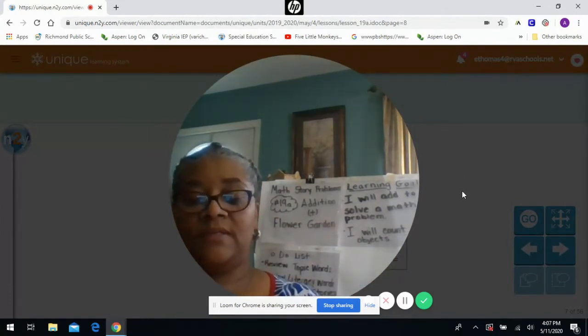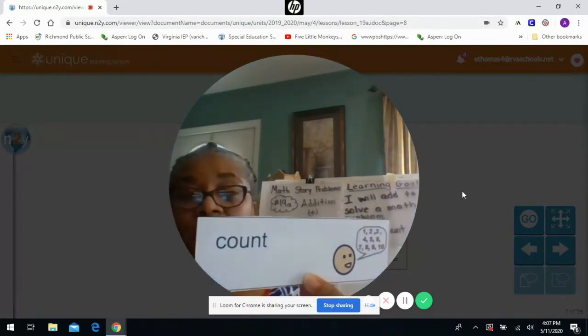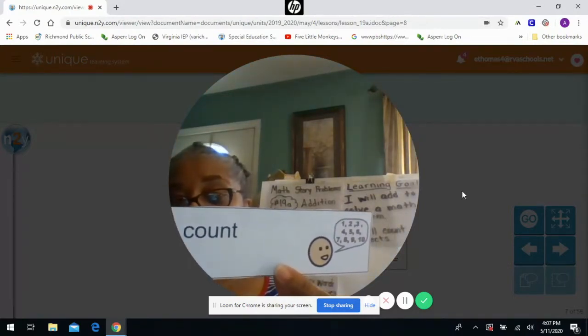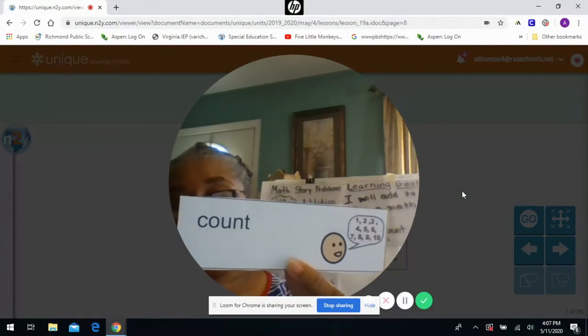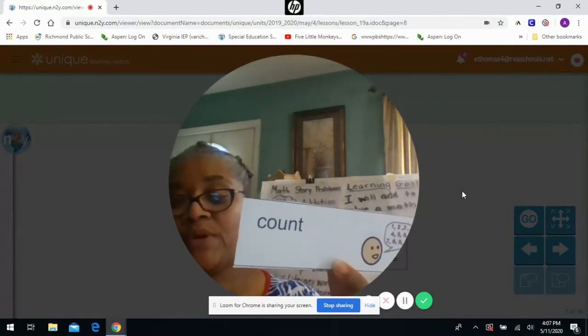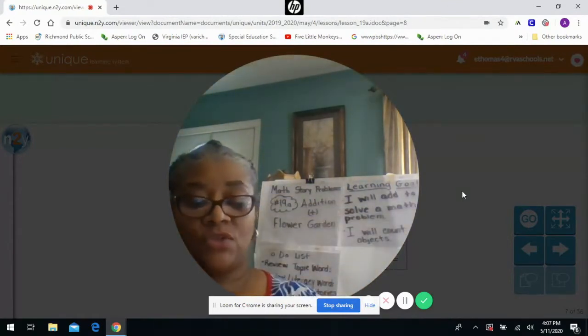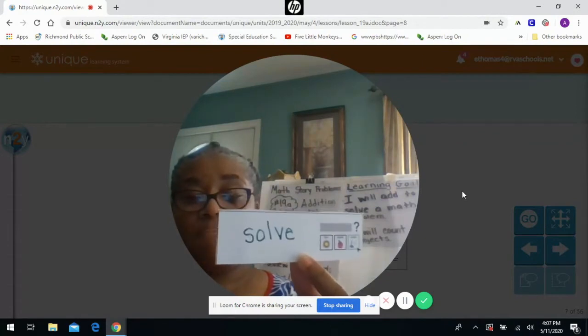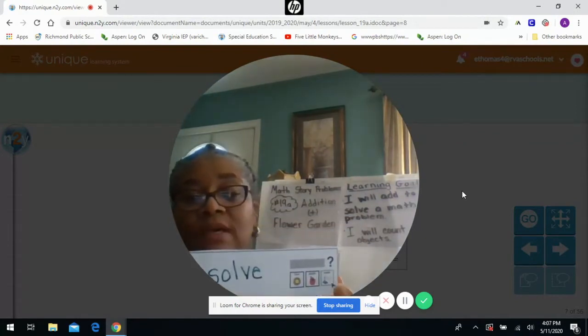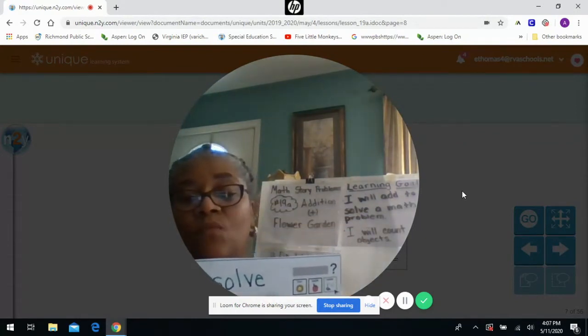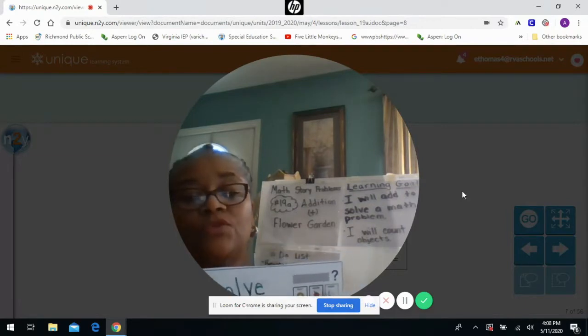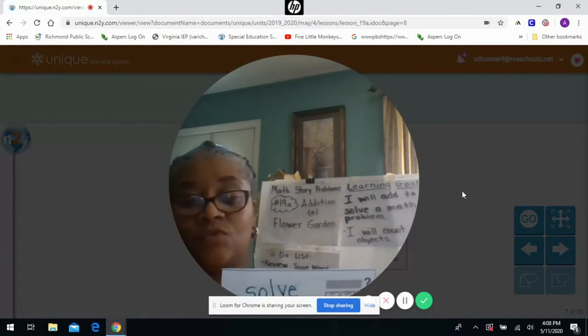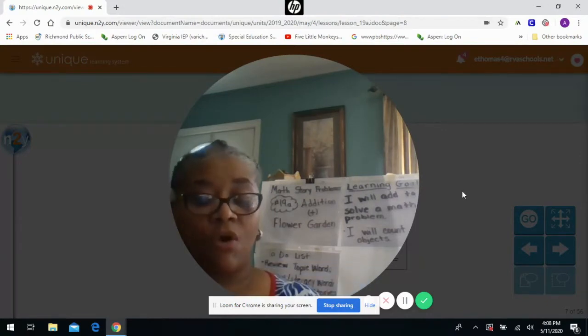Another word is to count. To count is to name the consecutive numbers in order: 1, 2, 3, 4, 5, and so on. And when we write our equations, we were talking about the equal sign. 1 plus 1 equals 2. So this means solve. We're solving right behind the equal sign. That's to solve.